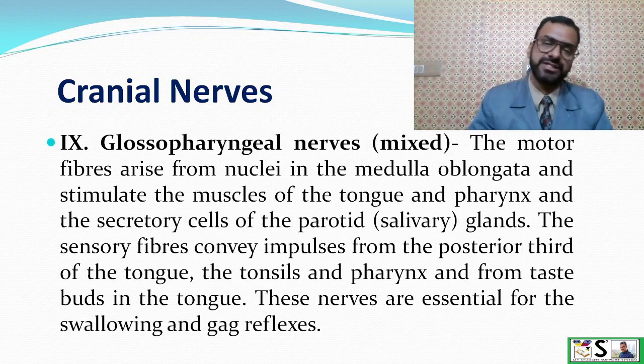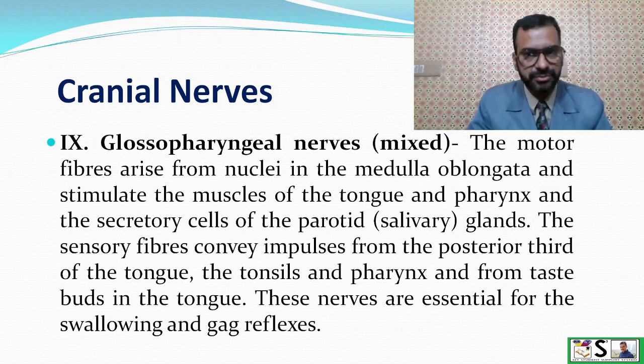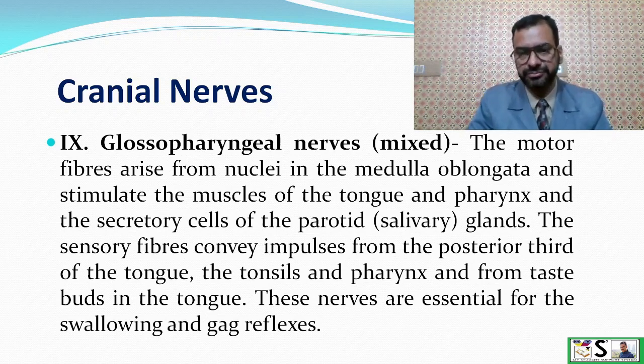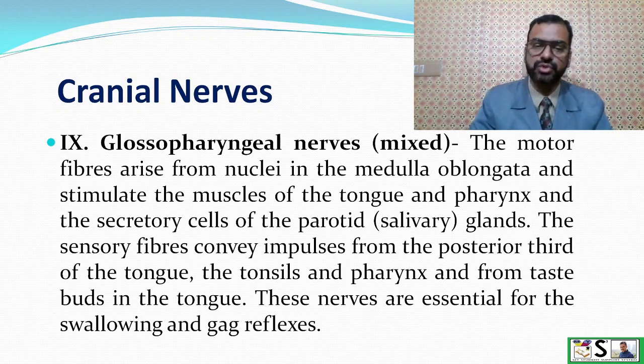Ninth is the glossopharyngeal nerve, which is a mixed nerve. The motor fibers arise from the nuclei in the medulla oblongata and stimulate the muscles of the tongue and pharynx and secretory cells of the parotid gland. The sensory fibers convey impulses from the posterior third of the tongue, tonsils, pharynx and from taste buds of the tongue. These nerves are essential for swallowing and gag reflexes.